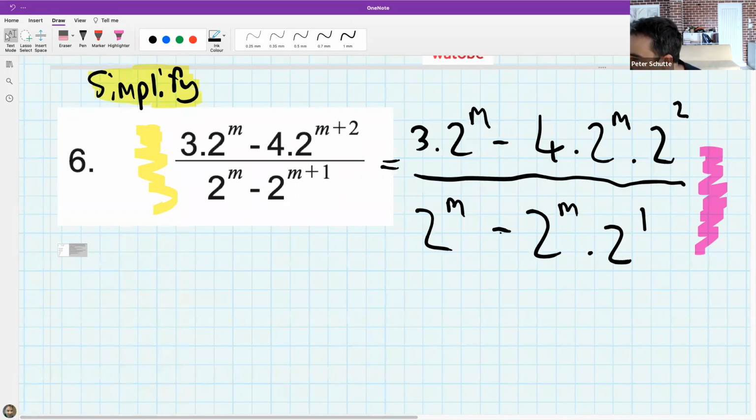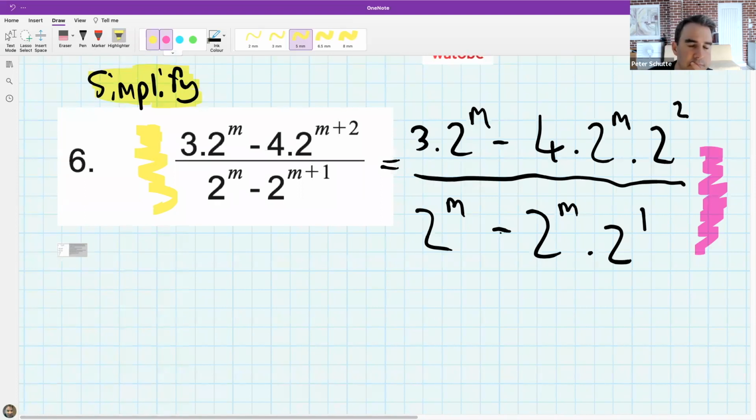Let's get going. What do you think the common factor is? I think the common factor is 2 to the power of m. I think you are winning at life. Thank you very, very much.